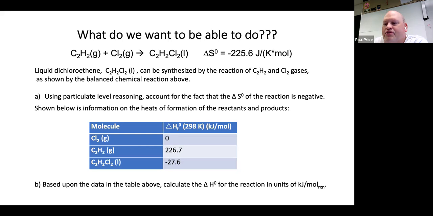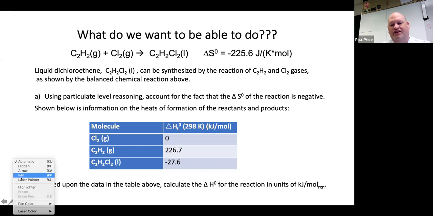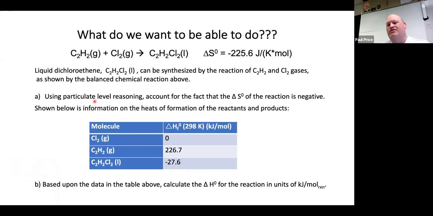It can be synthesized by the reaction of C2H2 and Cl2, as shown by the balanced chemical equation. You'll notice on the right-hand side here we're given this expression, delta S, and it's given a negative value, which we're going to talk about as well. The first question says, using particulate level reasoning, account for the fact that this delta S is negative. We'll talk about that a little bit later on as we go through our review. Then they give us thermodynamic information, heats of formation values, and they want us to calculate the delta H naught of the reaction in units of kilojoules per mole of reaction.